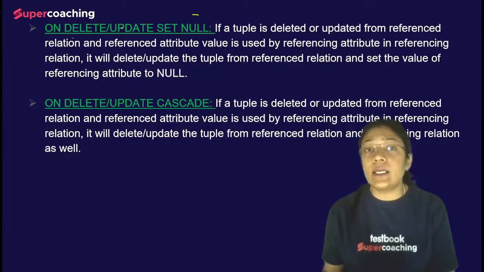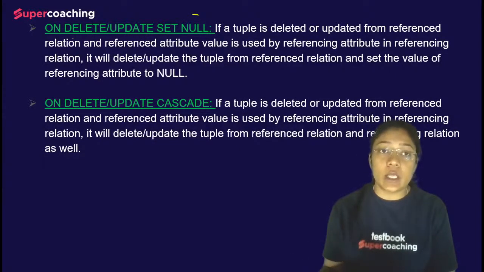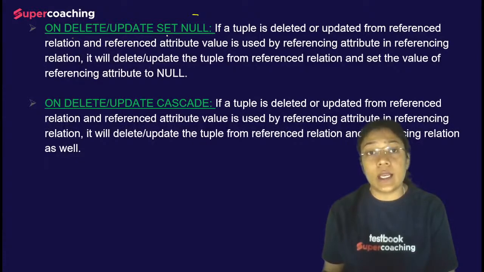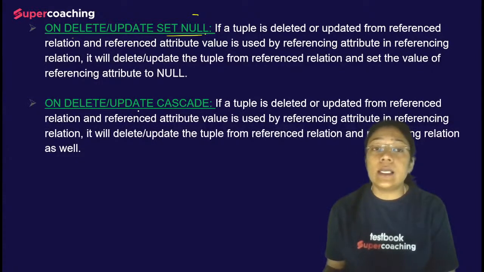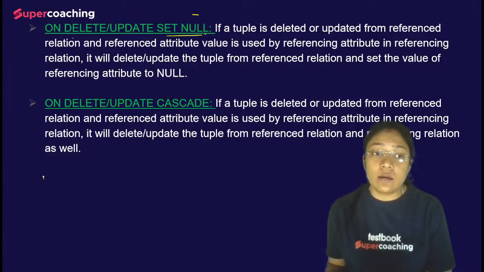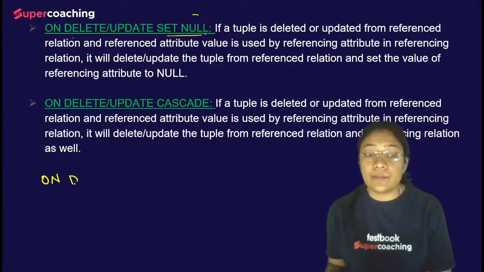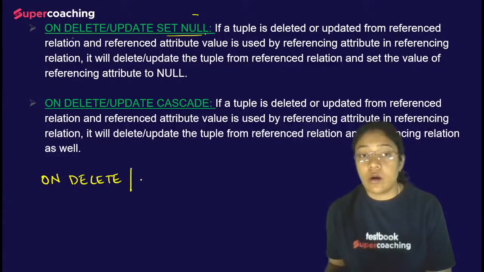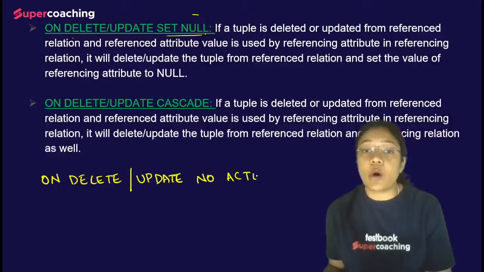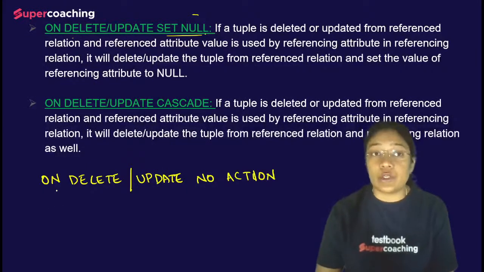One is on delete or update. जब भी कोई violation होता है, then on delete or update we can set the value to null. On delete or update cascade. And third one is on delete or update no action. That means it won't be performing. It is not allowed to perform the specified operation.